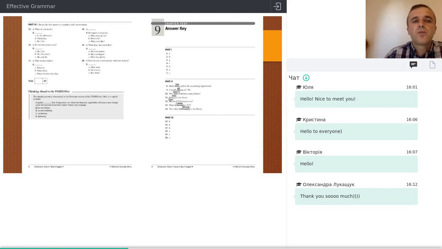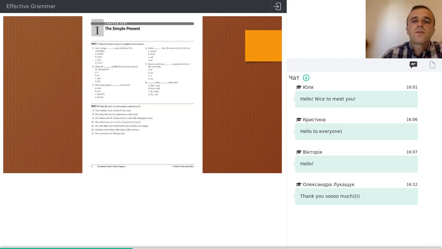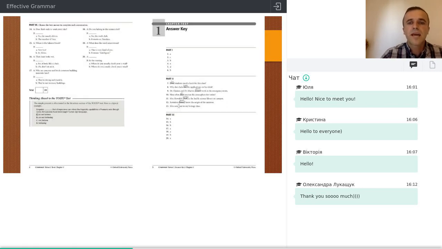But how do I usually do it? If I am teaching online, I take a print screen and send them these print screens without answer keys. In this way, we cement all these tenses in our memory and refresh them. Simple present is a little bit higher level. You see that it's more complicated. The same tasks.